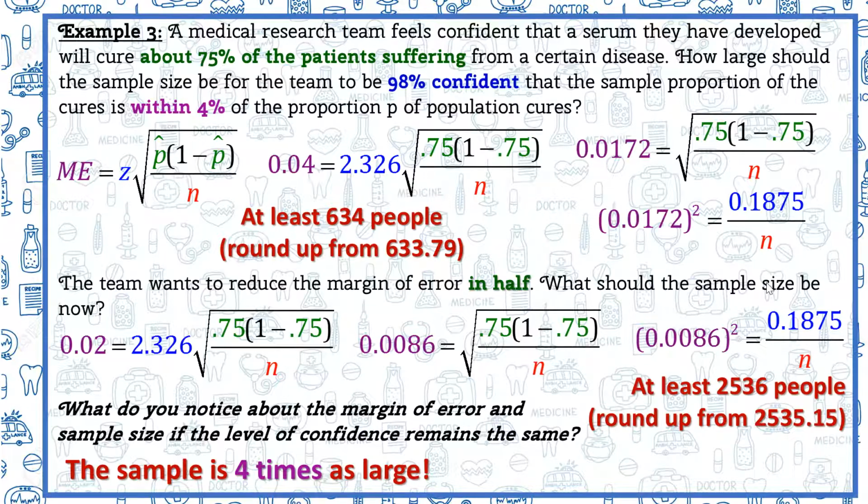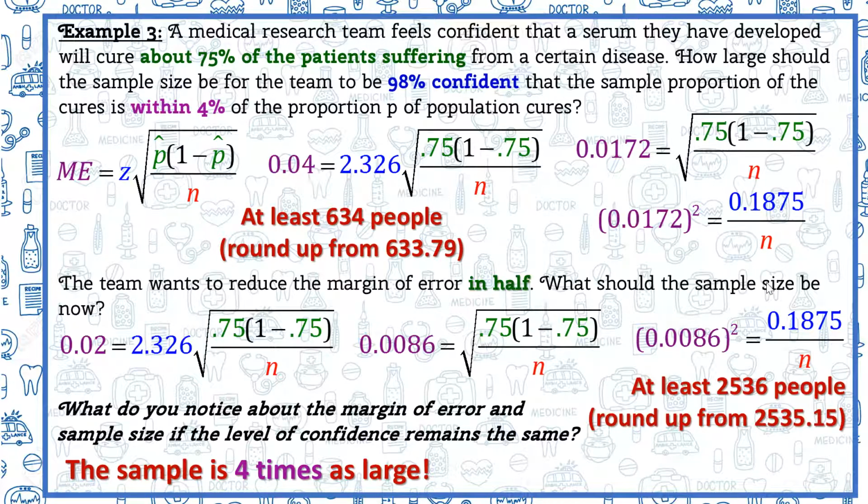Here's something to keep in track. Notice the sample is under the square root. Notice to free it, we had to square both sides. So if you end up squaring 2, you get 4, and the sample is 4 times as large. That's where it comes from.